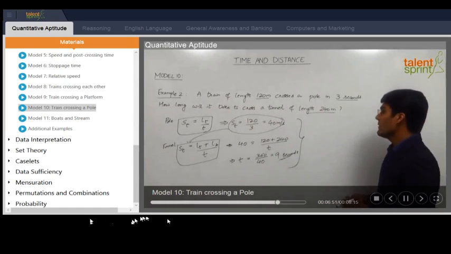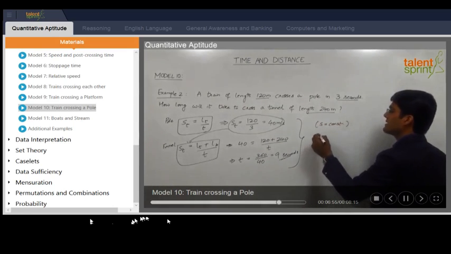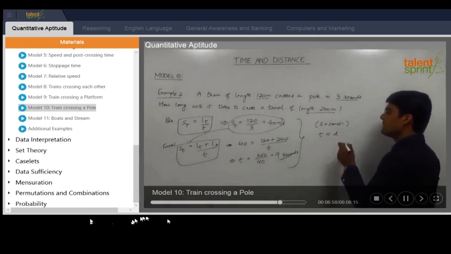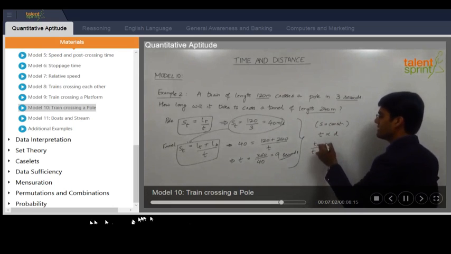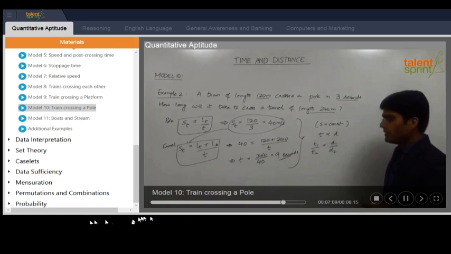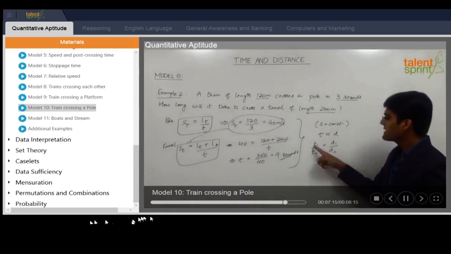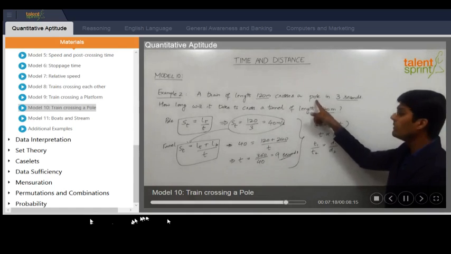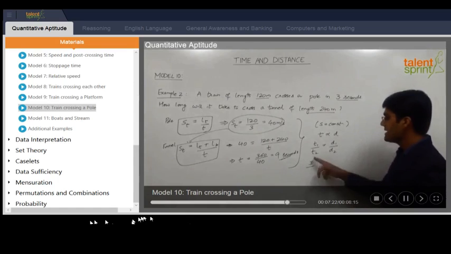And we have discussed earlier that when the speed is constant, time is proportional to distance. That is, the time taken in the first case divided by the time taken in the second case should be equal to the distance traveled in the first case divided by the distance traveled in the second case, as the speed is constant. So by using this proportionality between time and distance, let us see what we get. As given in the question, the first case is the time taken to cross the pole, which is 3 seconds. So 3 divided by the time taken in the second case, which is to be calculated.